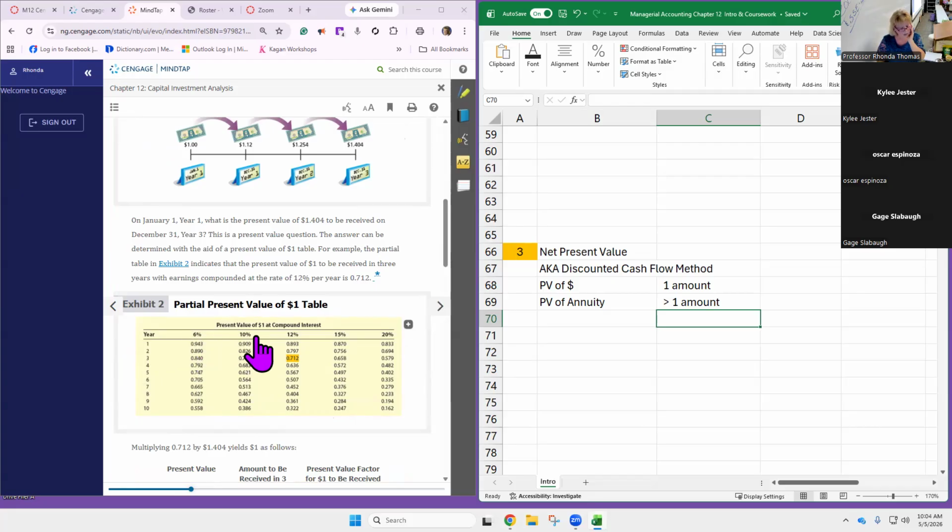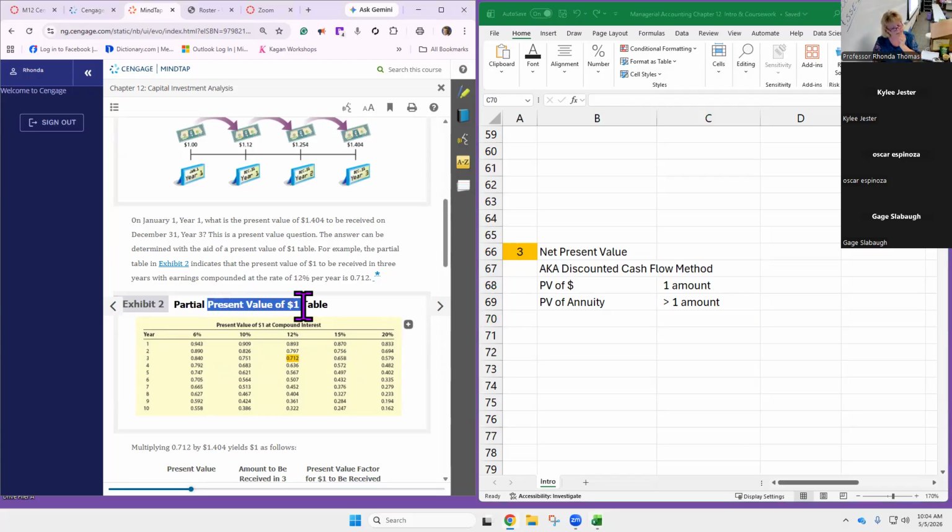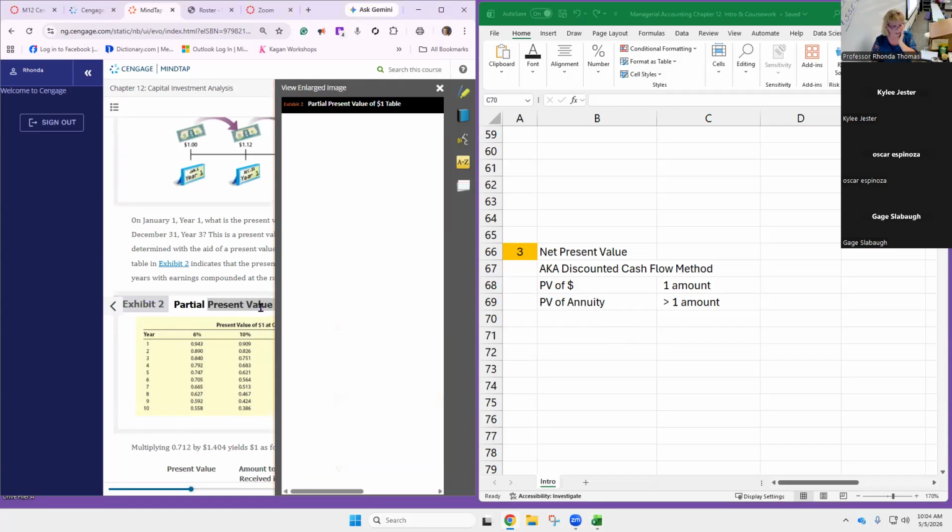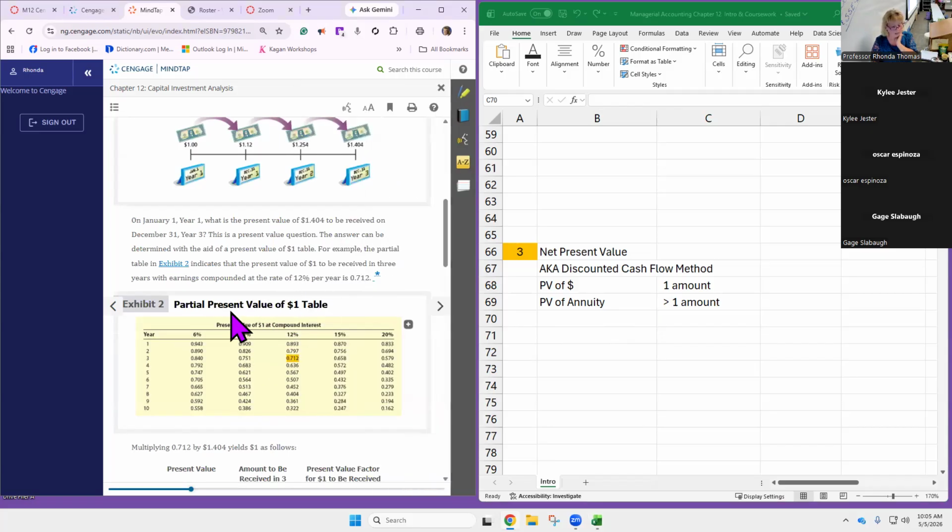So let's pay attention to what's across the table. This is just a partial one. By the way, this is the present value of one amount. So if you had just one amount, you would use this table. If you have an annuity, you would need to use the other present value table. How do I know which table I'm on? Well, it should list it. If it says present value of 1, then that's the one amount.